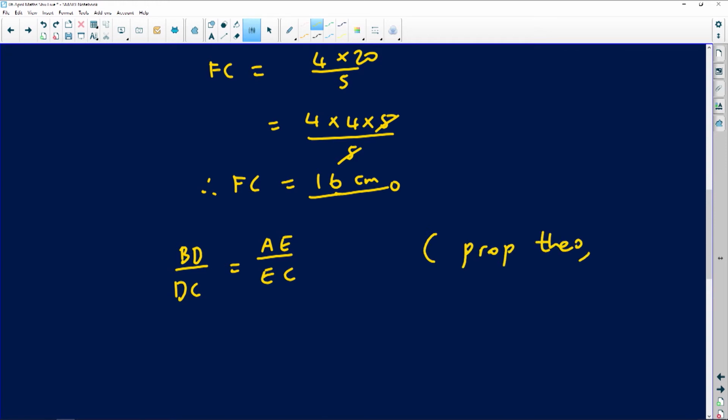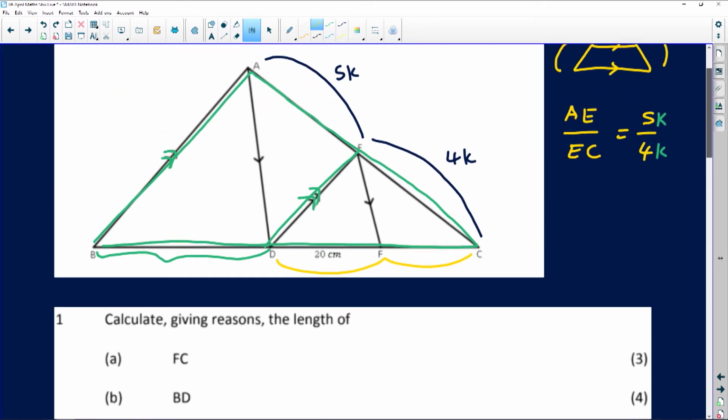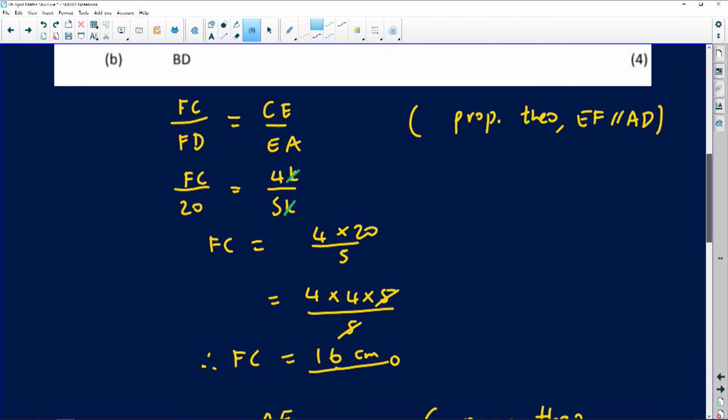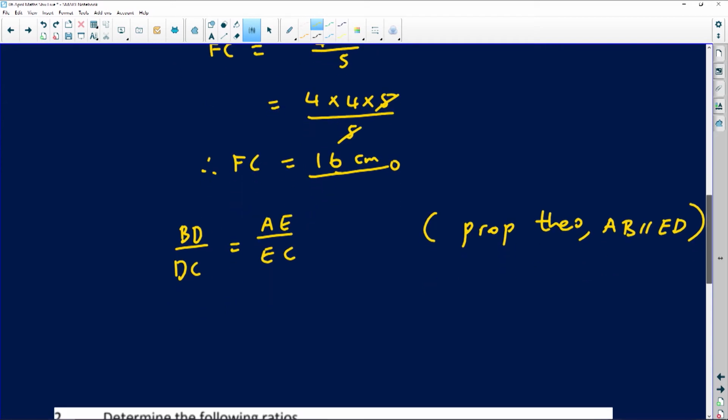Since which lines are parallel now? Which lines are responsible for this? It's the lines AB and ED, because AB is parallel to ED. That's why we can say this, right? And then from there, we can substitute. Of course, you're looking for BD.